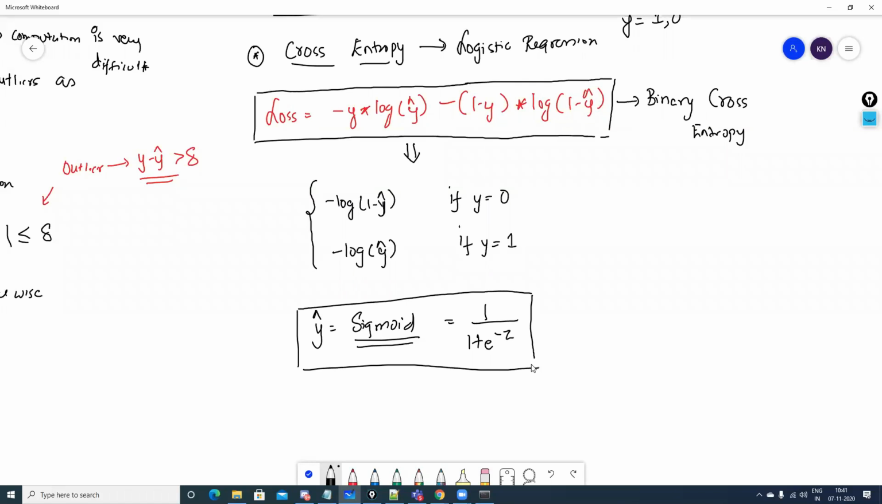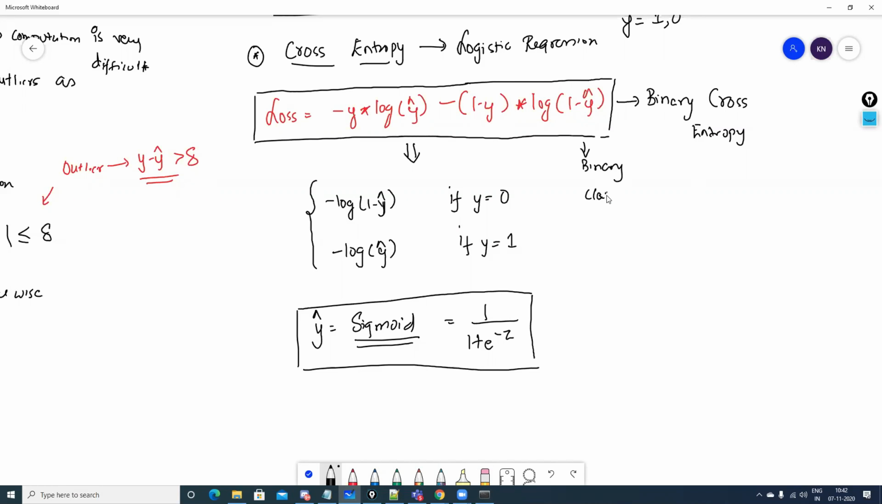And after computing y hat, we place this y hat value in the loss function, and we get a value in return, right? And then back propagation will happen. This is specifically called binary cross entropy because with this equation, we will be solving only binary classification.